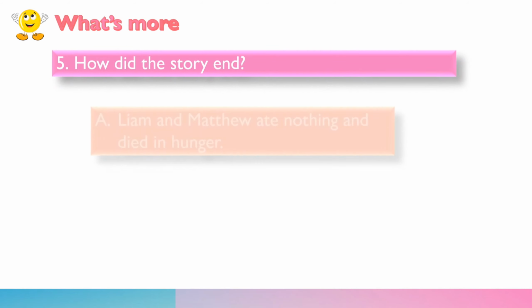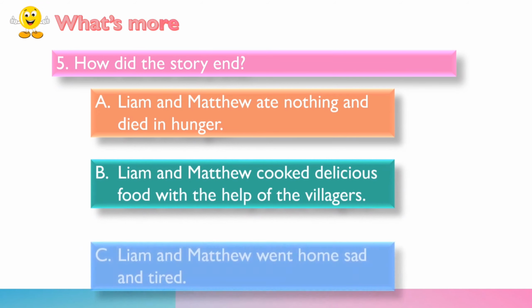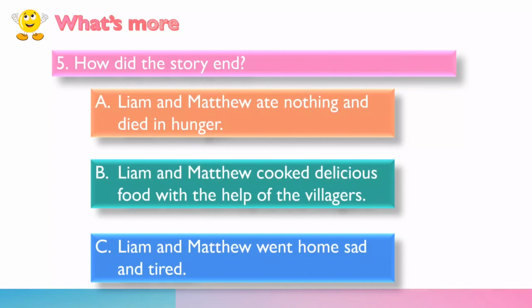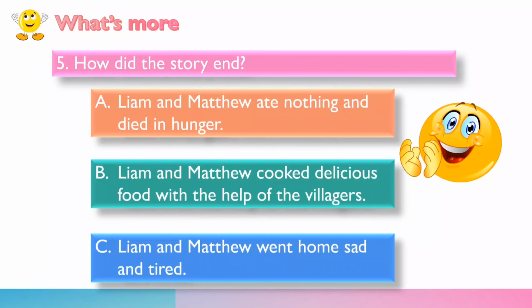Number 5. How did the story end? Is it A. Liam and Matthew ate nothing and died in hunger? B. Liam and Matthew cooked delicious food with the help of the villagers? C. Liam and Matthew went home sad and tired? Very good. Liam and Matthew cooked delicious food with the help of the villagers.